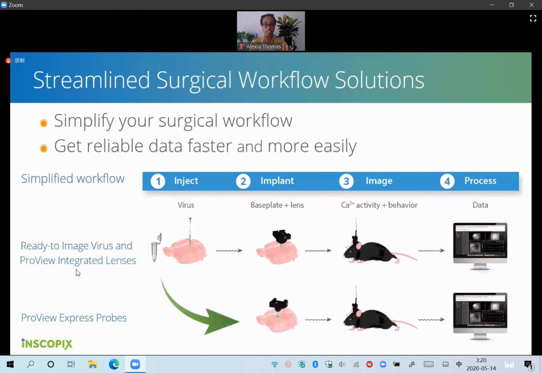With that in mind, you can already see from the schematic that what Alexia was showing you was a lot longer, and we've condensed it through these new products that we're developing. So the products that I'll talk about are the ready-to-image viruses, the ProView integrated lenses, parts of which we released in 2019, with the full range of our lenses released earlier this year in 2020, and the ProView Express probes.